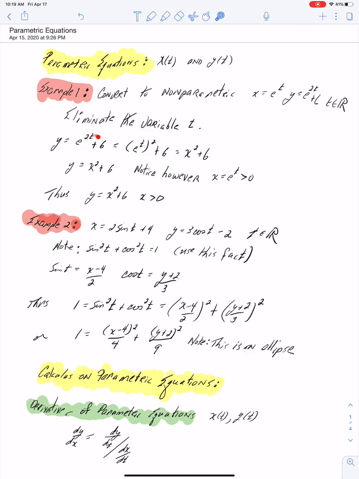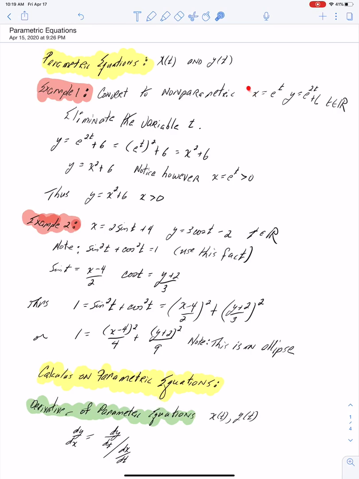y is e to the 2t add 6. Well, e to the 2t is just e to the t squared, add 6. And now what was x? e to the t, so that's x squared add 6. There you go. So I get y equals x squared plus 6. The problem is, though, y equals x squared plus 6 makes sense for any value of x, positive or negative.